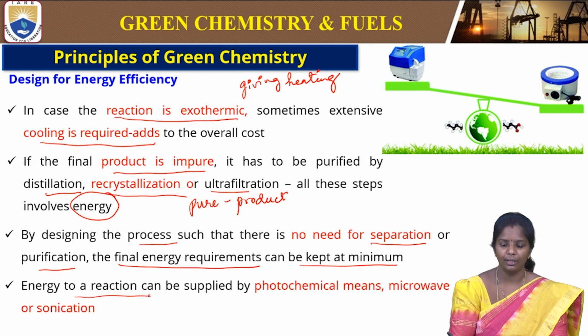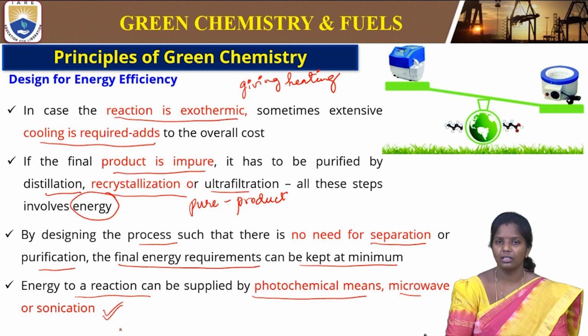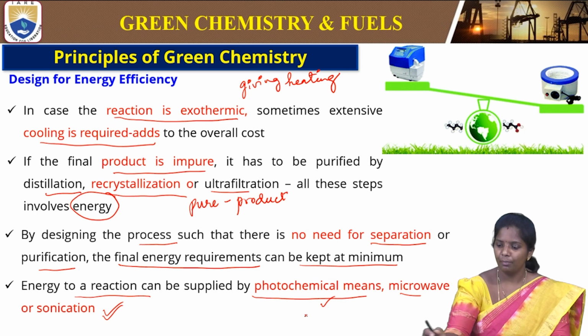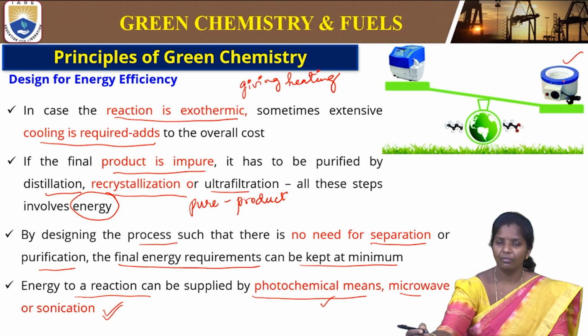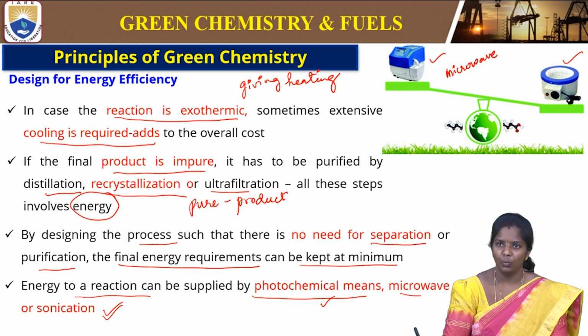Energy to a reaction can be supplied either by photochemical means, microwave or sonication. In green synthesis, we can use techniques like photochemical means of energy supply. For example, the conventional method is heating in a mantle, whereas when we heat with the help of microwaves, the energy requirement is lower. This is how we can use different advanced technologies so that the energy requirement is minimized.